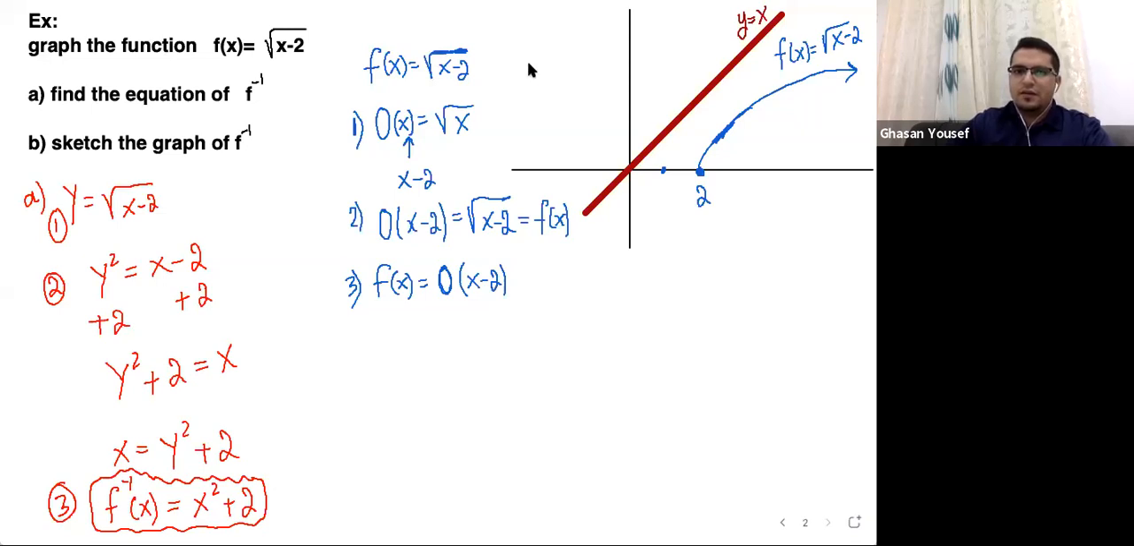When you reflect this blue curve around the line y equals x, the first point 2, 0 will be 0, 2. This is 1 and this is 2, so the point should be here. The reflection of this point will be here. Same thing, here is 1 and this is 2. So the reflection of the number 2 here should be here. Now all points on this curve should be reflected like this.